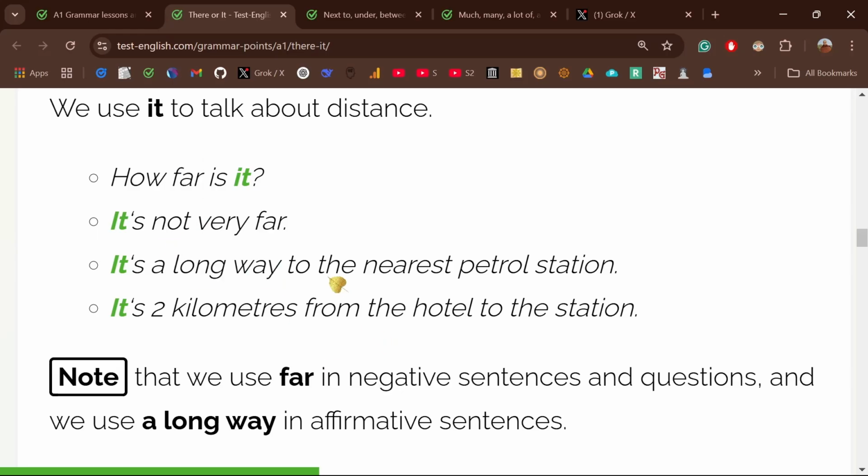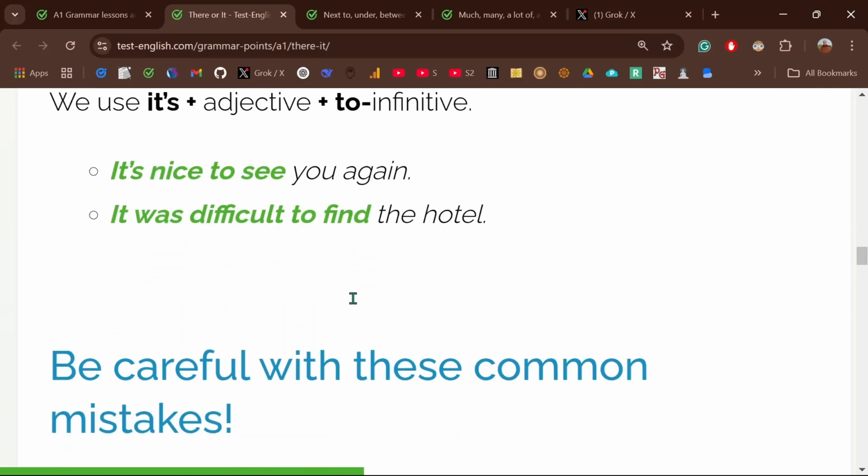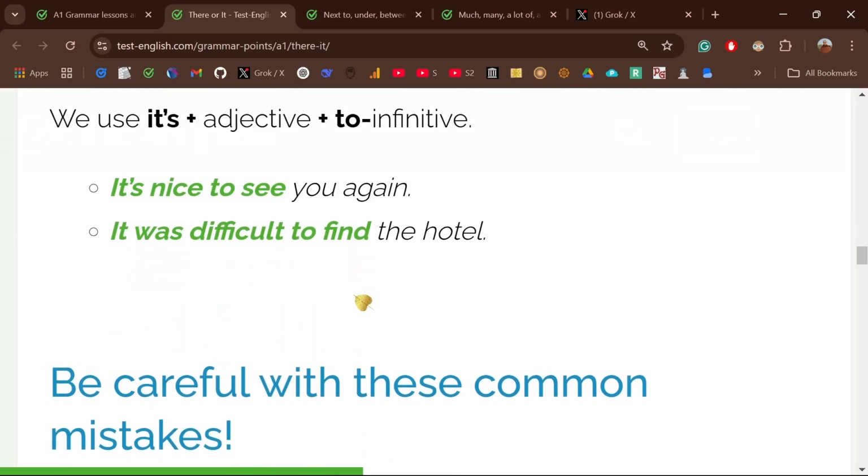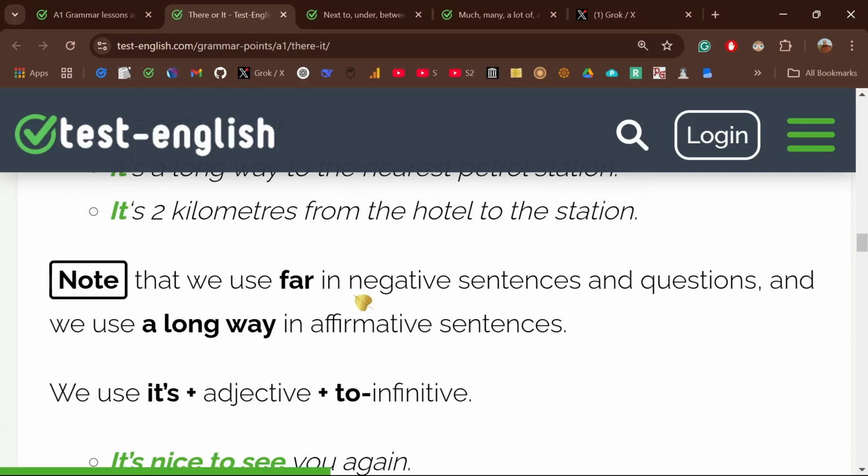Which one to use? "Is far from here to"? No, it's a long way from here to there. If it's a question, "Is it far?" then it's okay. But if you're just stating the affirmative, then it's a long way, or a great distance, or some other expression, okay?